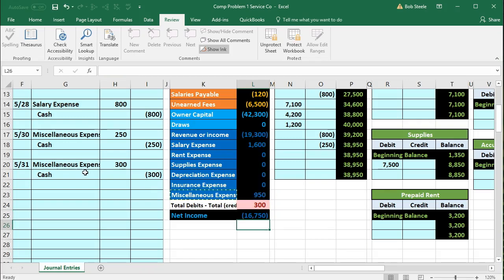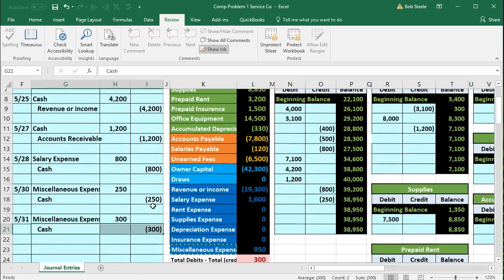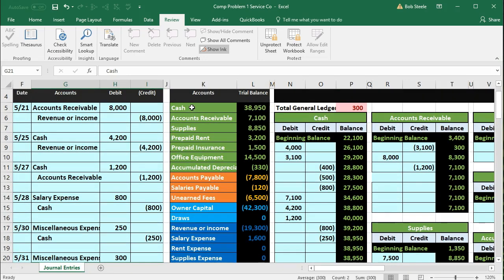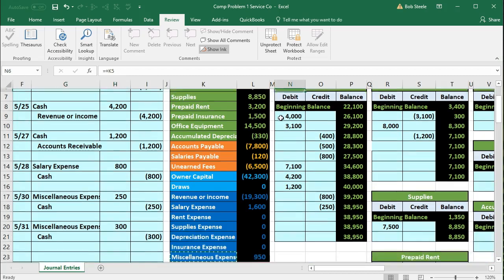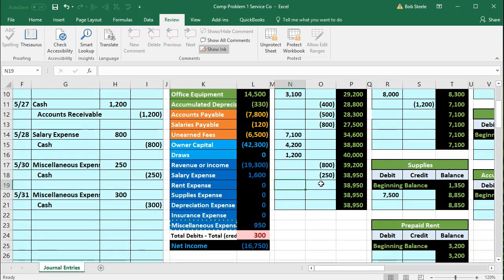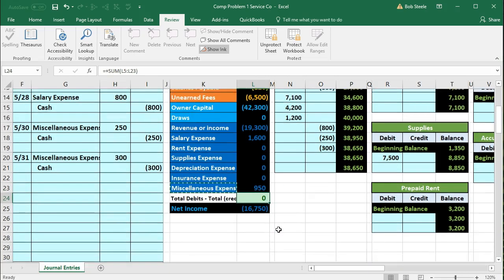Now we're going to record the cash side of this. Cash up here, first account on the trial balance, first account on the general ledger. Next area within the general ledger on the credit side in cell 019. So 019 will then equal, and we're going to point to that 300. So we've got 38,950 minus the 300 brings us down to 38,650. And that puts us back in balance over here on the trial balance.